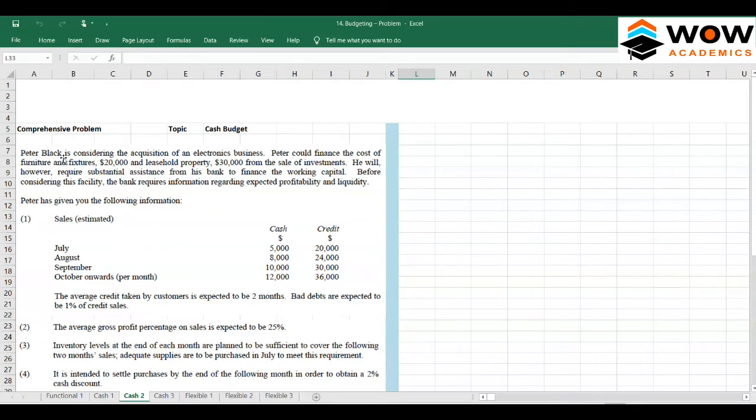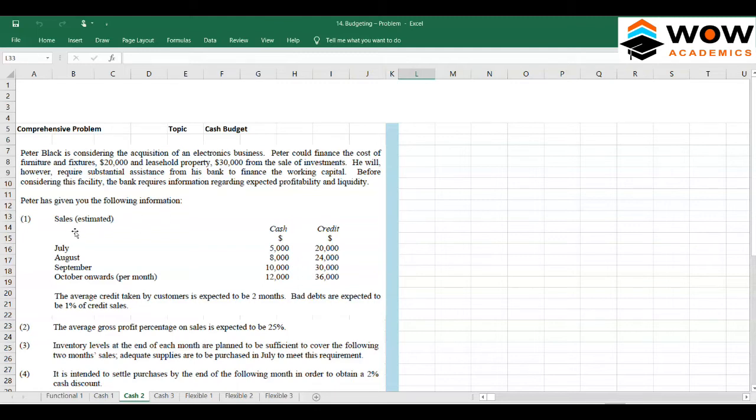Peter Black is considering the acquisition of an electronic business. Peter could finance the cost of furniture and fixtures 20,000, lease and property 30,000 from the sale of investments. He will, however, require substantial assistance from his bank to finance the working capital. Before considering this facility, the bank requires information regarding expected profitability and liquidity. Peter has given you the following information.